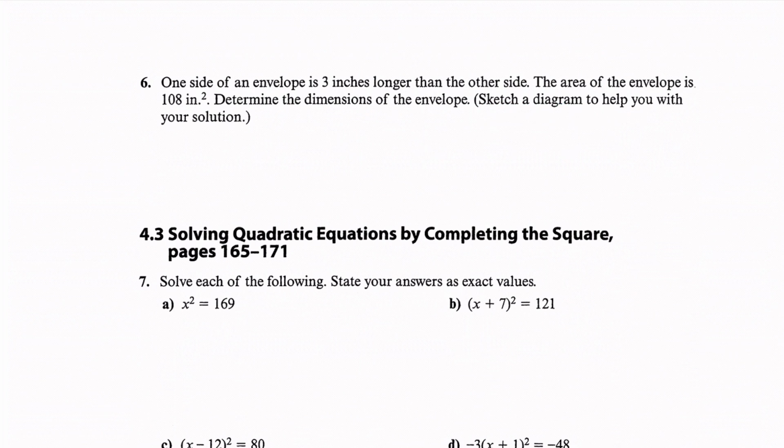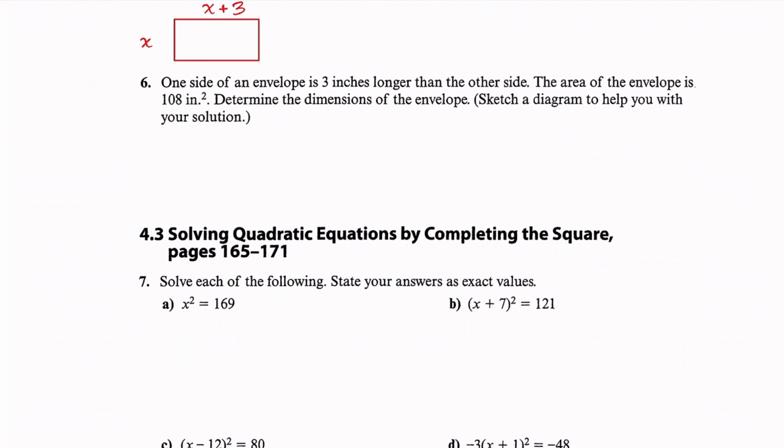us with this one. So I'm going to sketch my envelope just up top here, and then I'm going to label my sides. So one side was 3 inches longer than the other, so I'm going to say that this side is x, and then this other side is going to be 3 more than that, so it's going to be x plus 3. So I know what my envelope now looks like.